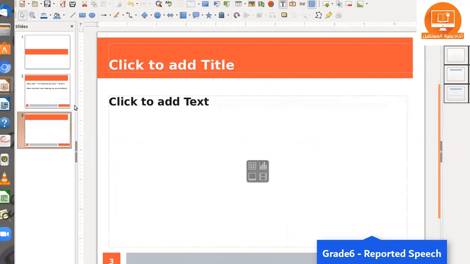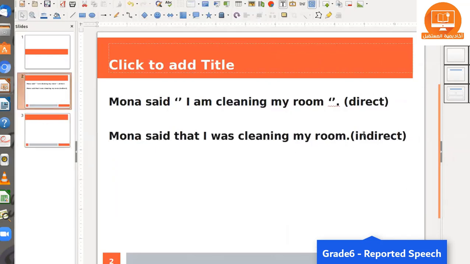Okay, so when I said I am cleaning my room, direct. When I said that I was cleaning my room, this is indirect. Very good.